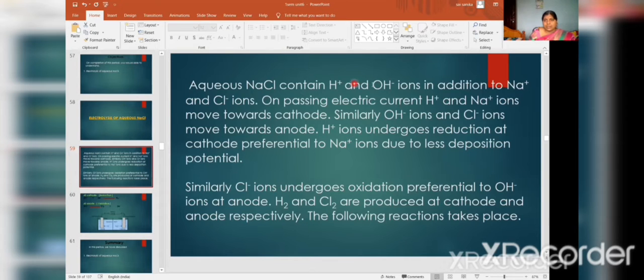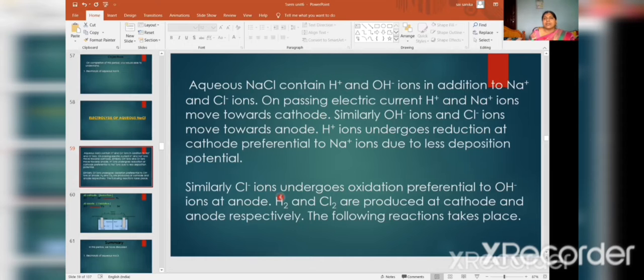Among these two, H plus and Na plus, the H plus ions will be liberated. This undergoes reduction, because of its lower deposition potential. Here also the same explanation: among these two, due to less deposition potential, Cl minus will undergo oxidation and chlorine gas is formed.